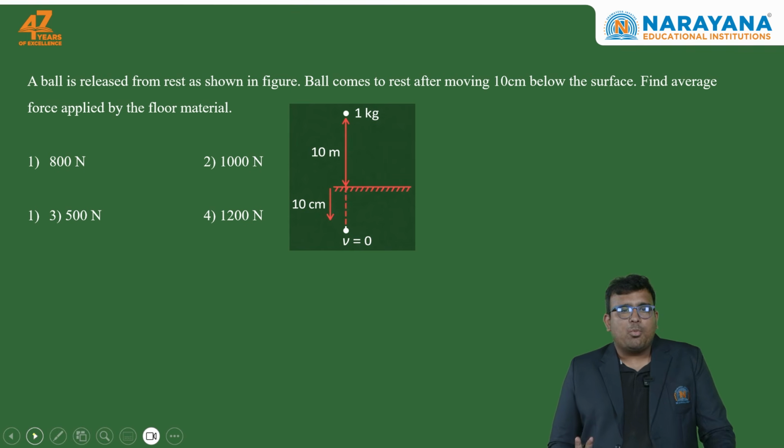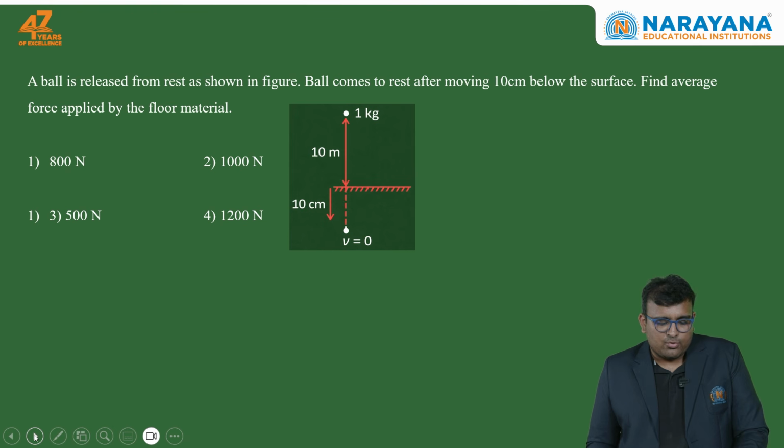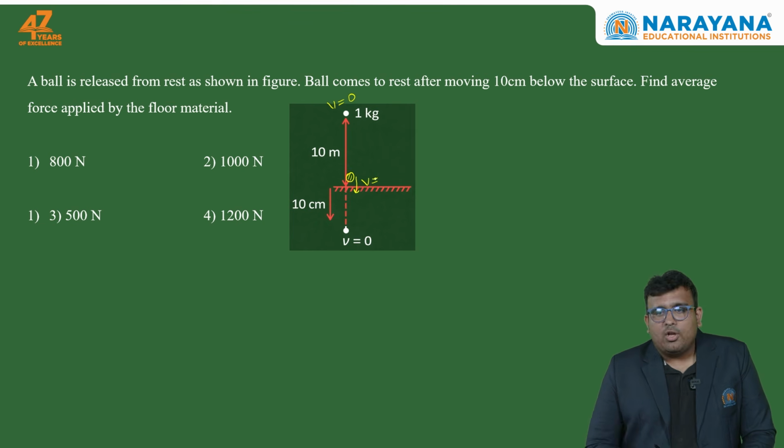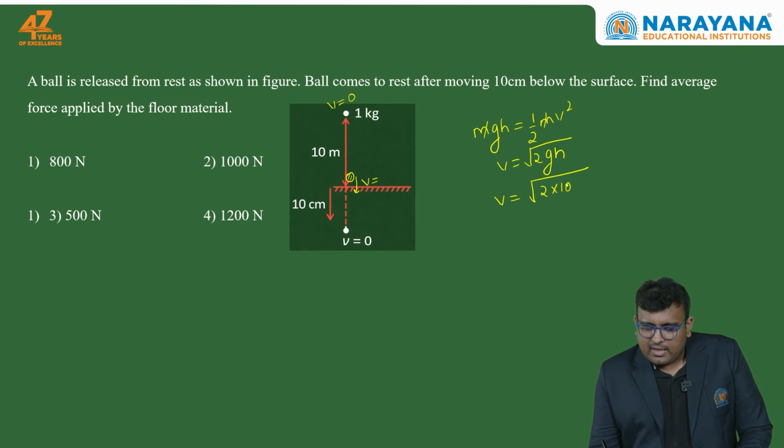So here they said that a ball is released from rest as shown in the figure. They said the ball comes to rest after moving 10 centimeter below the surface. Find the average force applied by the floor material. So what is happening here right now? The ball is going from here, so velocity is 0. As it comes here, the velocity will come from the loss in potential energy. So mg into h is equal to half m v square. From here, v will be root over 2g into h. That will be none other than 2 into 10 into 10, that is v is root 200, assuming g to be 10.